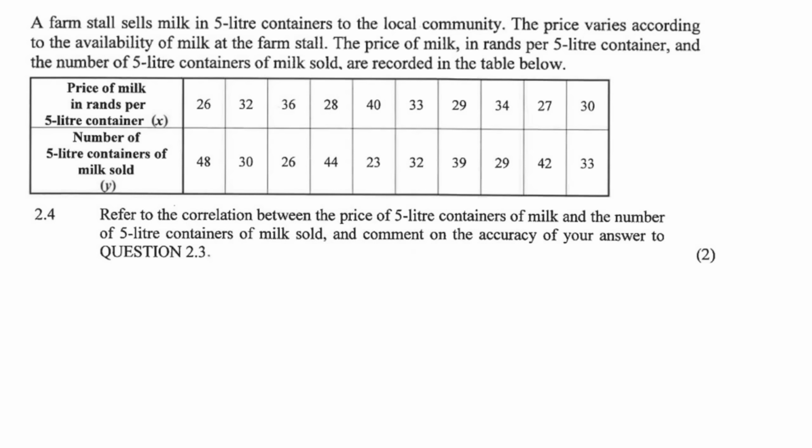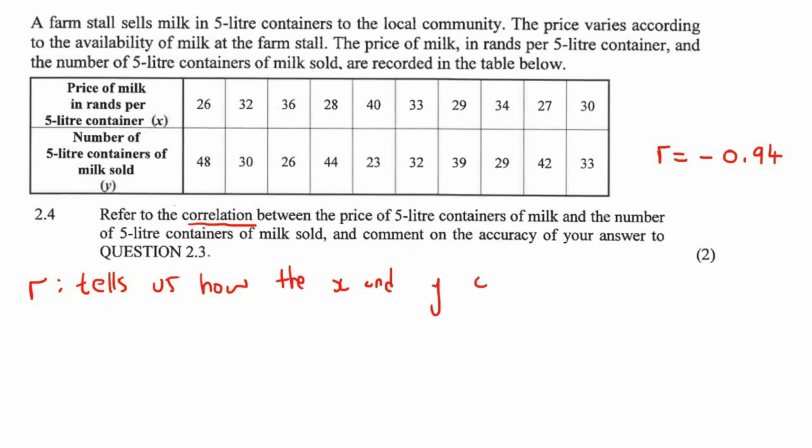Now it says refer to the correlation. Aha, so that's your correlation coefficient. So I showed you guys how to do that already. So you would want to calculate that for them. And we got negative 0,94. Now remember, what does R tell us? R tells us how the X and Y correlate, and if there's a good relationship between them.